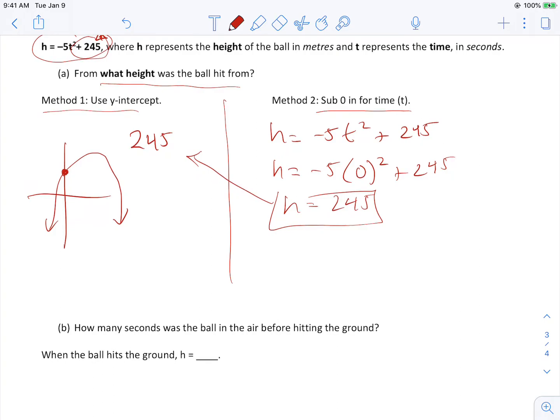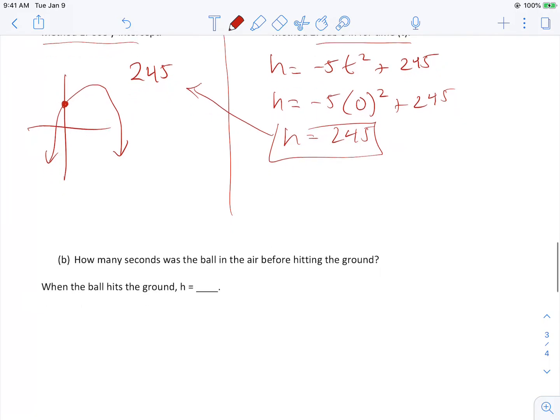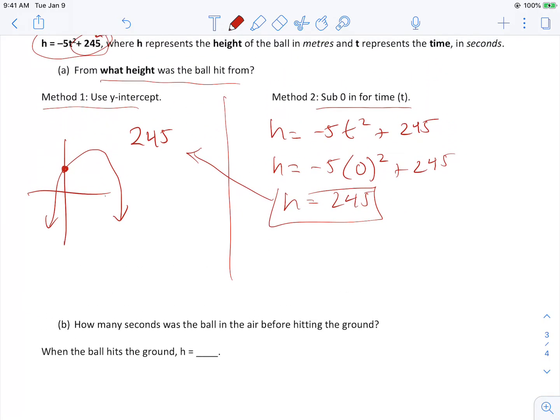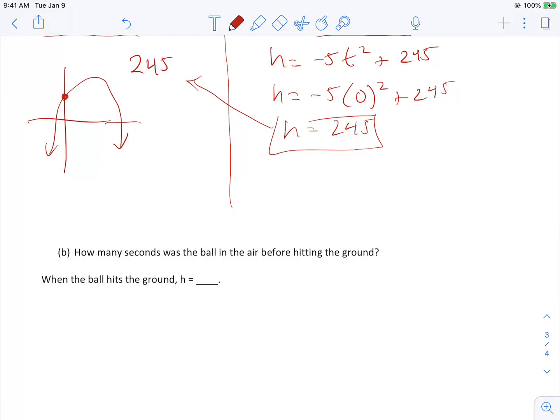Okay. Now it says how many seconds was the ball in the air before hitting the ground? And this is a bit of a tricky question if we don't have a graph on our hands, because we are going to need to factor. So how can we make that happen here? Well, let's take a look at our equation. H equals negative 5 t squared plus 245.